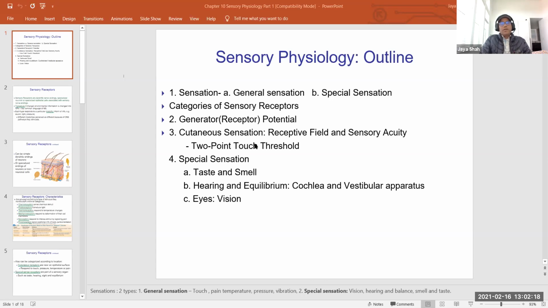Then we will focus on cutaneous sensation. Cutaneous sensation is the sensation in the skin.